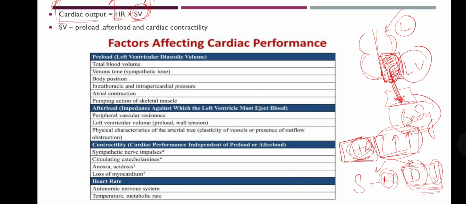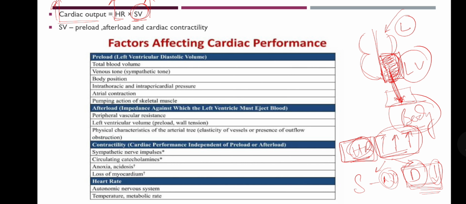So preload failure means right heart failure, and afterload failure means there is an increased amount of vascular resistance against which the heart cannot pump enough blood to the whole body, and that is causing left heart failure. So left heart failure is a type of afterload failure, and contractility failure means when the contractility of the heart is decreased, that means congestive heart failure. So CCF means contractility failure, left ventricular failure means afterload failure, and right ventricular failure means preload failure.